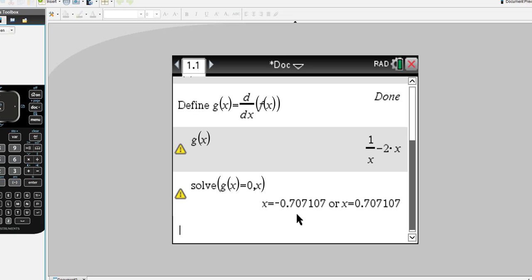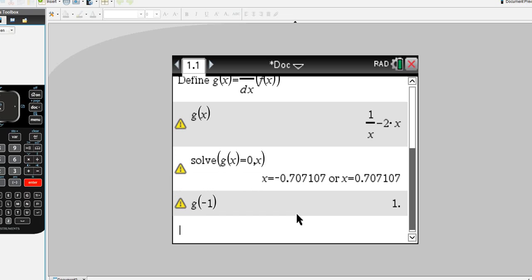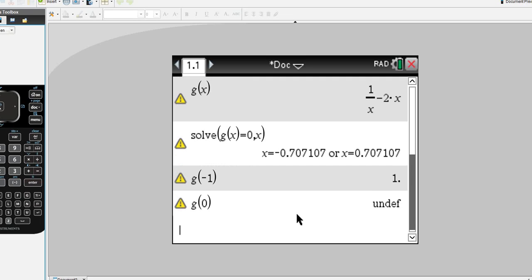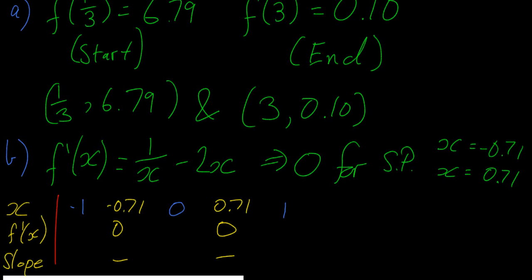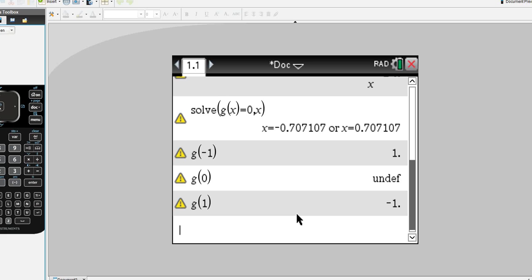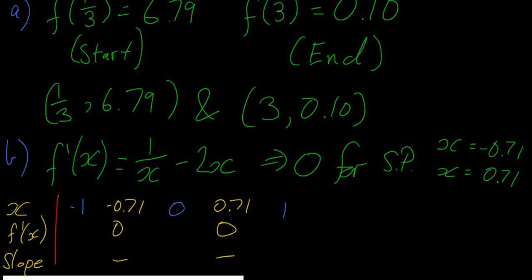On your calculator, we need to find the gradient at each of these values. So negative 1, 0, okay, that isn't too great, and 1. Okay, so I'll just write down what we know first. We have g of negative 1, which gives us 1, and g of 1 gives us negative 1. So the slope here will be positive first, negative right at the end.